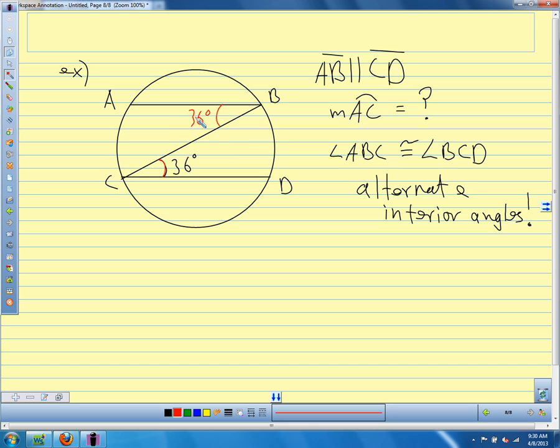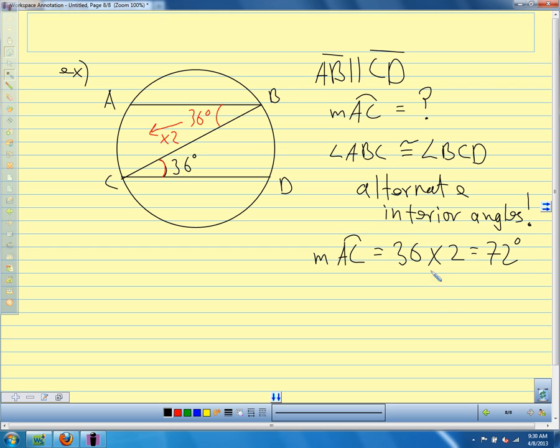Now we know this angle, so how are we going to get arc AC? We multiply by 2. So the measure of arc AC is 36 times 2, or 72 degrees.